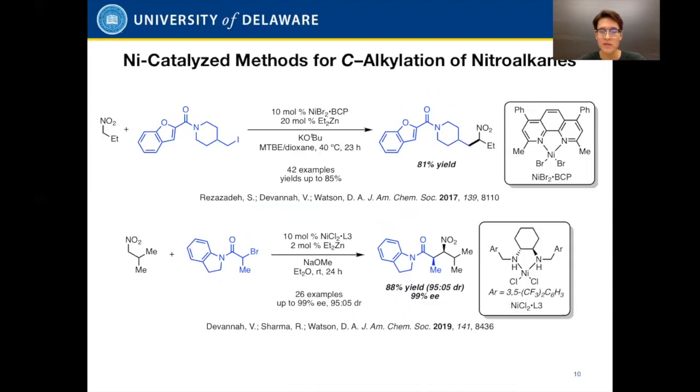So in 2017, we were able to address this limitation by switching to a nickel dibromide beta-Cooper catalyst system. And under these conditions, unactivated primary, secondary, and tertiary alkyl iodides were tolerated. In addition, we recently discovered a chiral nickel catalyst system that can induce asymmetry in the C-alkylation reaction using alpha-bromo amides as electrophiles.